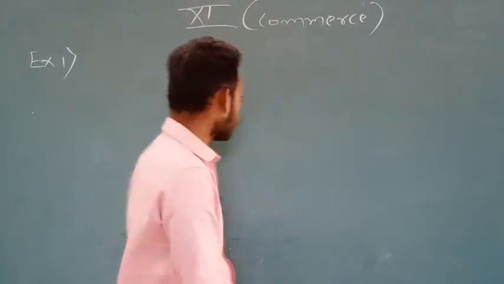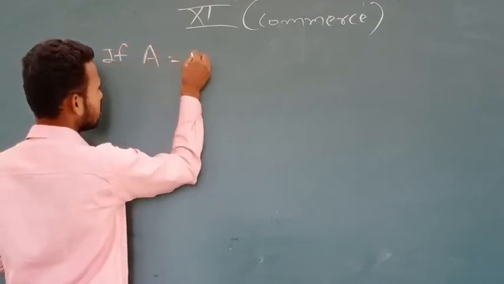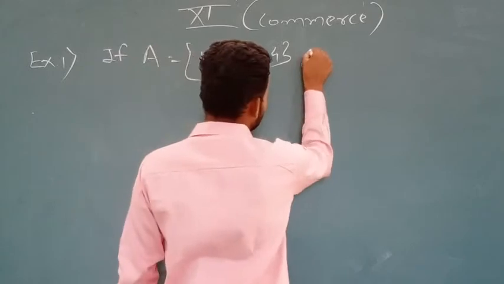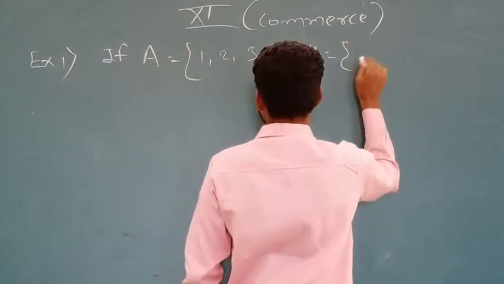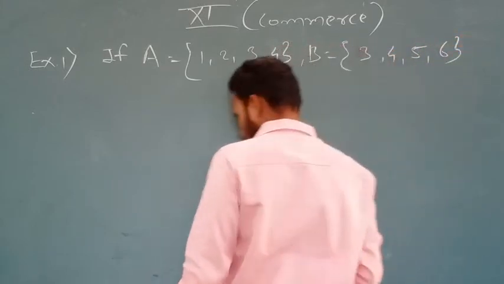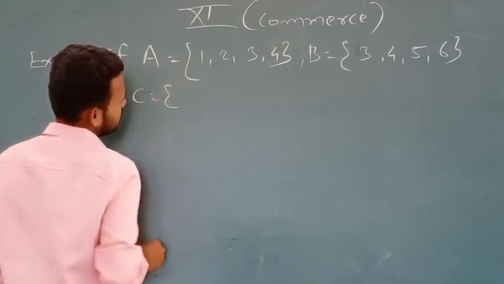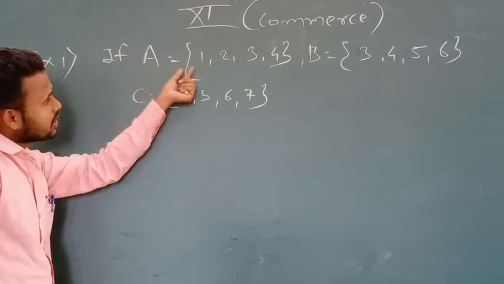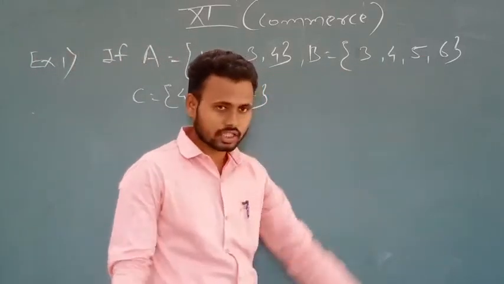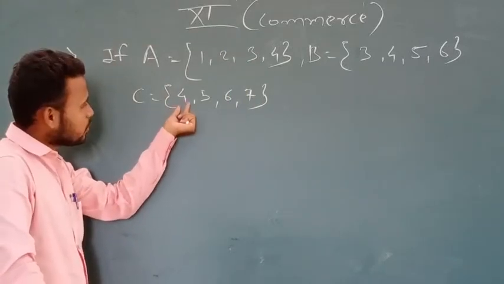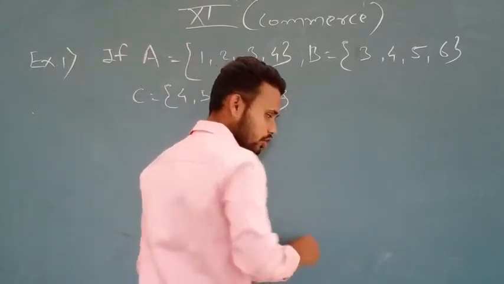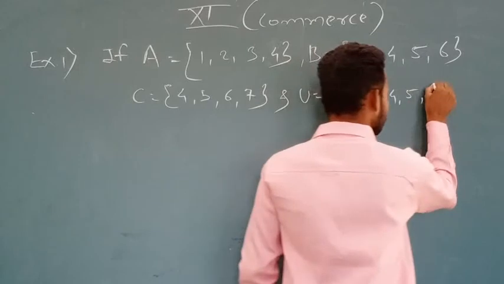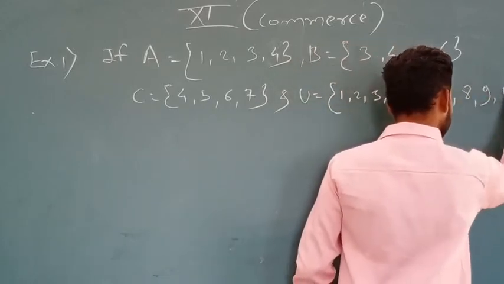The example is: if A equals the set containing the elements 1, 2, 3, 4 and B equals the set containing the elements 3, 4, 5, 6, also C containing the elements 4, 5, 6 and 7. If there are three sets, A equals the set containing the elements 1 to 4, B equals the set containing the elements 3, 4, 5, 6, and C equals the set containing the elements 4, 5, 6, 7, and the universal set U equals the set containing the elements 1, 2, 3, 4, 5, 6, 7, 8, 9 and 10. This is the universal set.